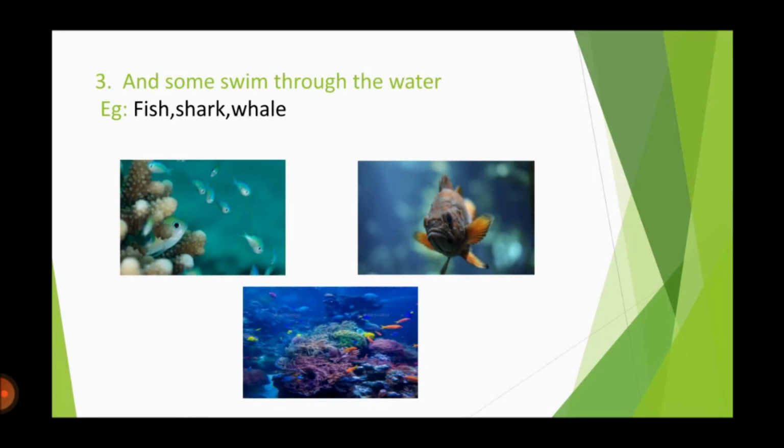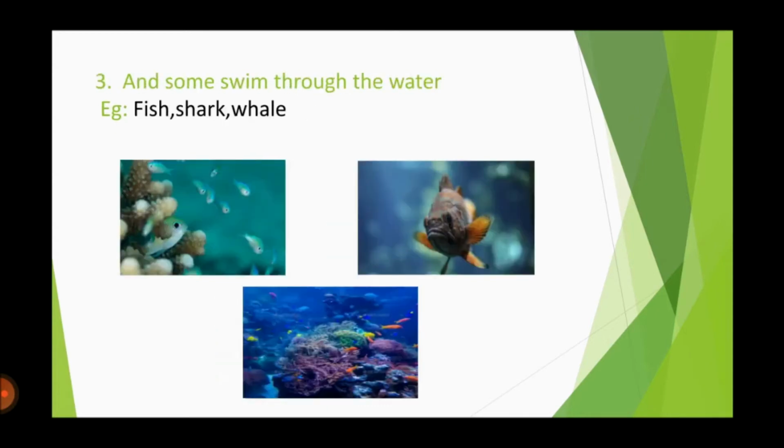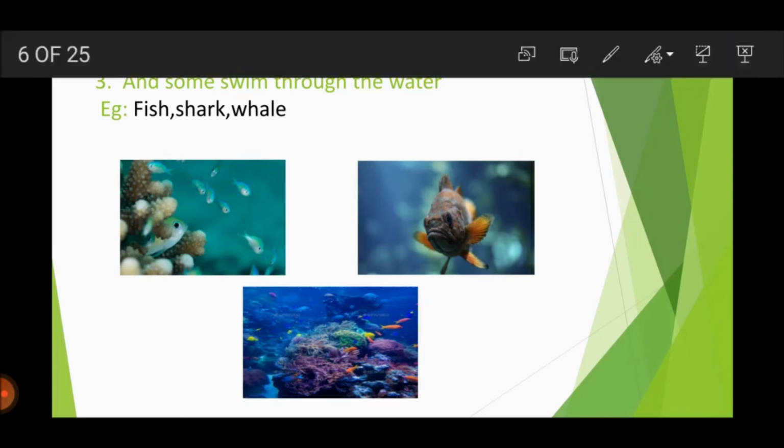And some swim through the water. You all have an idea about the fishes, specifically I'm talking about this fish. This fish has fins. Sorry, these are the fins, and wings are for the birds, and fins are for the fishes. So these fins help fish to move here and there, and the examples are fish, shark, and whale. And you can observe different kinds of colorful fishes.